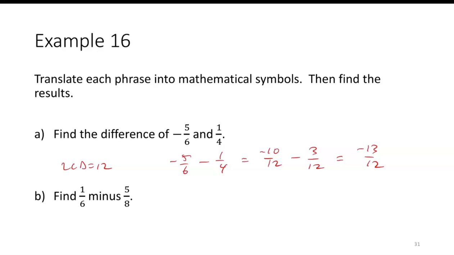And then 1/6 minus 5/8, you can write it just as you read it here. It'd be 1/6 minus 5/8. Least common denominator here would be 24. So first fraction, multiply top and bottom by 4. And the second fraction, top and bottom by 3. 4 minus 15 is negative 11 over 24.